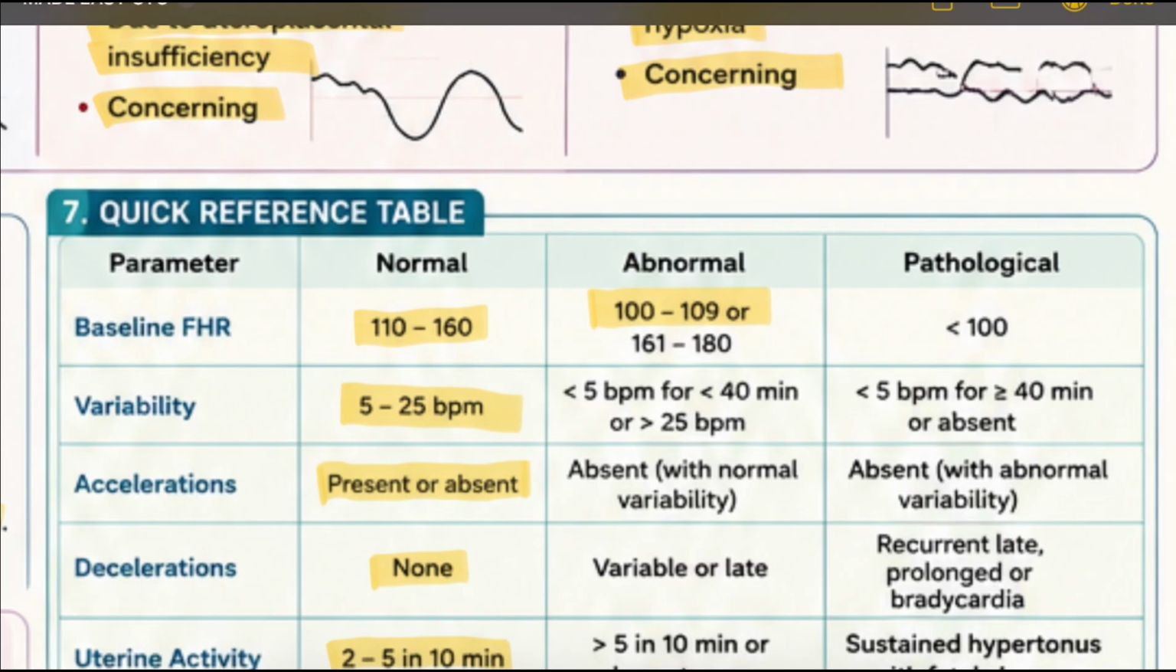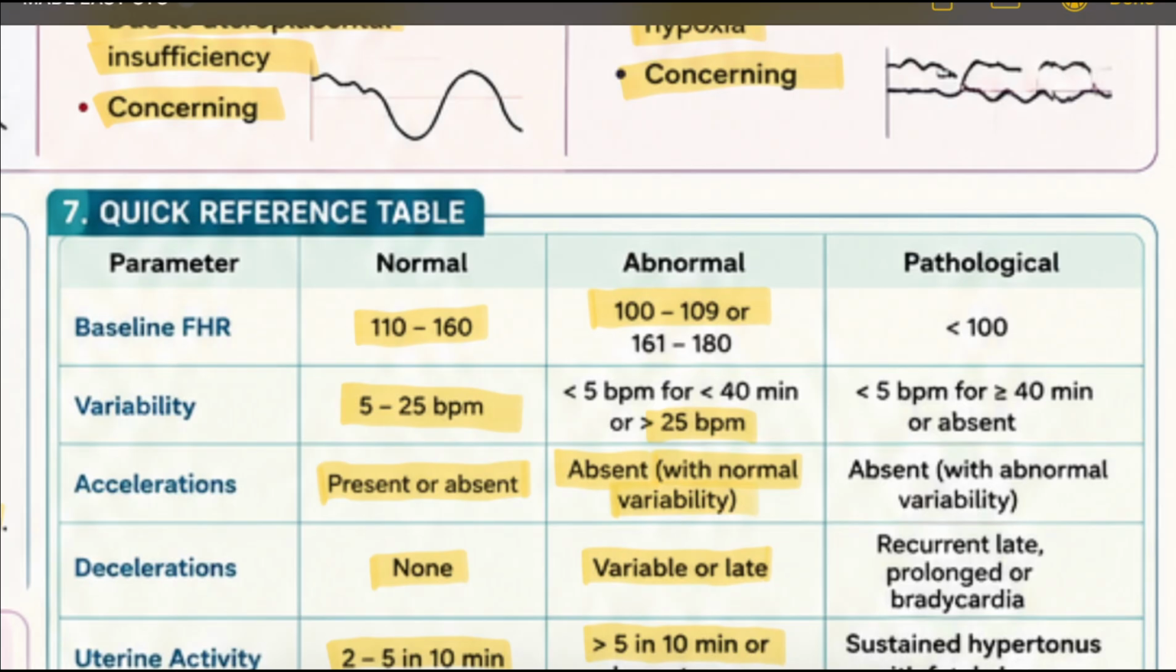The fetal heart rate variability is less than 5 beats per minute for less than 40 minutes, or greater than 25 beats per minute in less than 40 minutes. It's abnormal. In acceleration, we can see absent with normal variability. The deceleration will be variable or late. The uterine activity will be greater than 5 contractions in 10 minutes, or hypertonus.